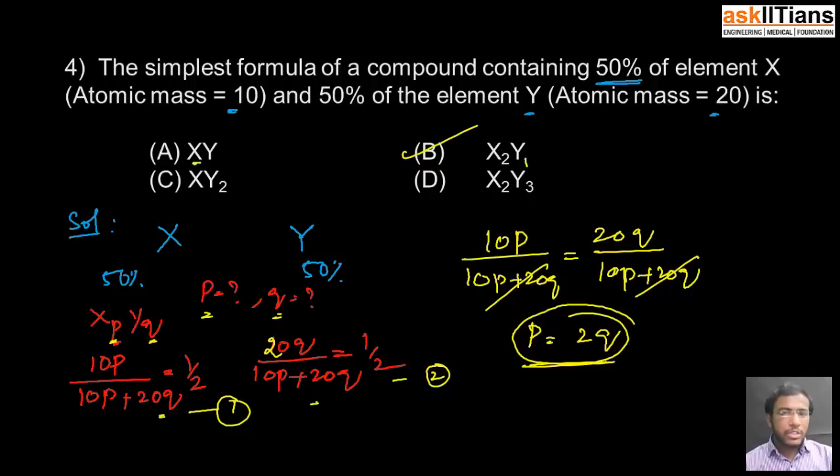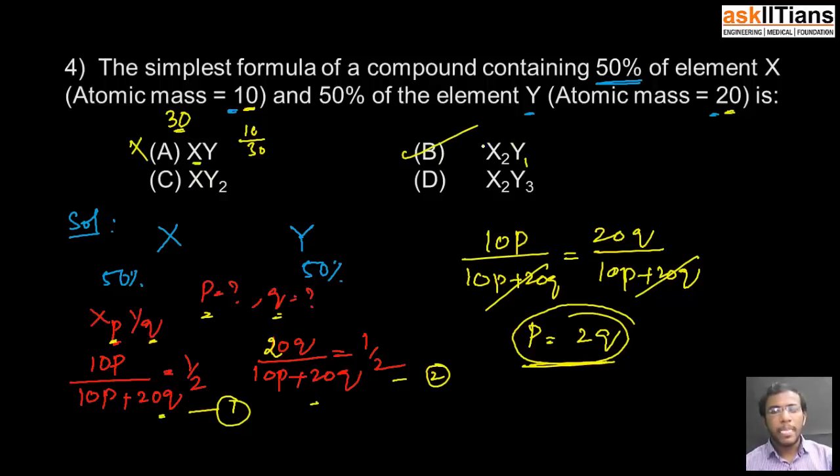So let's see this one, XY. In this we will solve this question through the given options. So it is XY. It is given that its atomic mass is 10 and its atomic mass is 20. So the total molecular mass is how much? 30, right? Molecular mass of XY is 30. So the mass percentage of X is how much? 10 by 30, which is 1 by 3, but it is given that it is 50%. So you can eliminate this option.